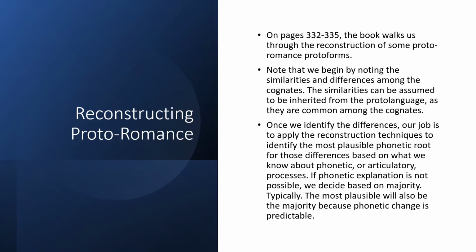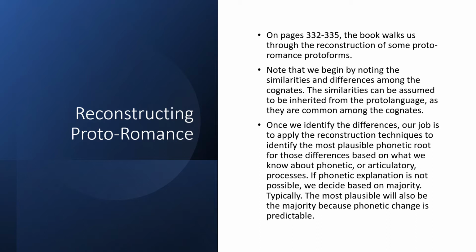So on pages 332 to 335 in the book, it walks us through some Proto-Romance proto-forms, so you can kind of see how the process works. I'm going to walk you through the process, though, with some of the examples from problem 16 at the end of the chapter. But important things to notice, right? So notice that we begin by noting the similarities and differences among the cognates. Now, in this case, we have a limited number of cognates, so we should be aware that the conclusions we're making are also limited, right?